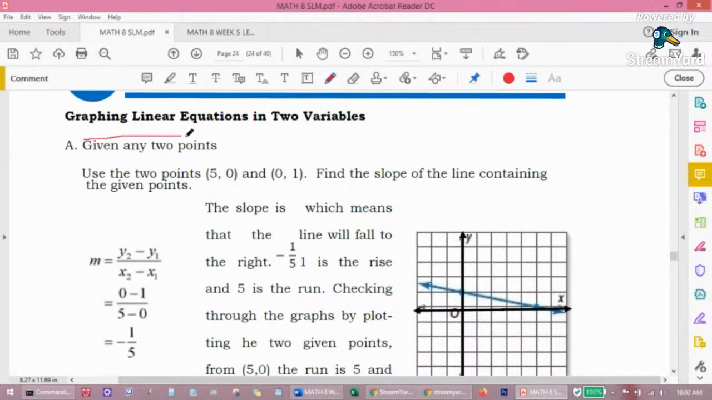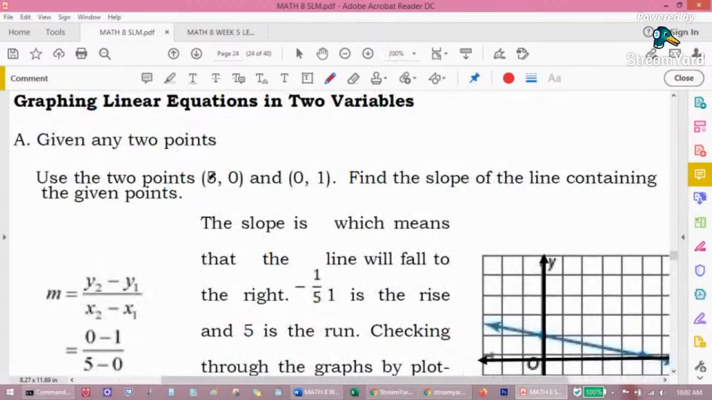So, given any 2 points, so, pag binigyan daw tayo ng 2 point, for example, 5-0 and 0-1, hanapin daw natin ang slope of the line.